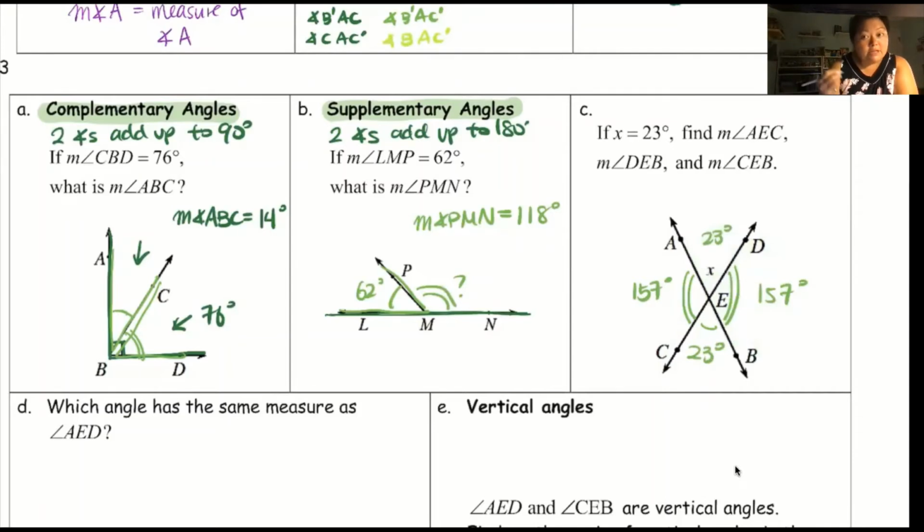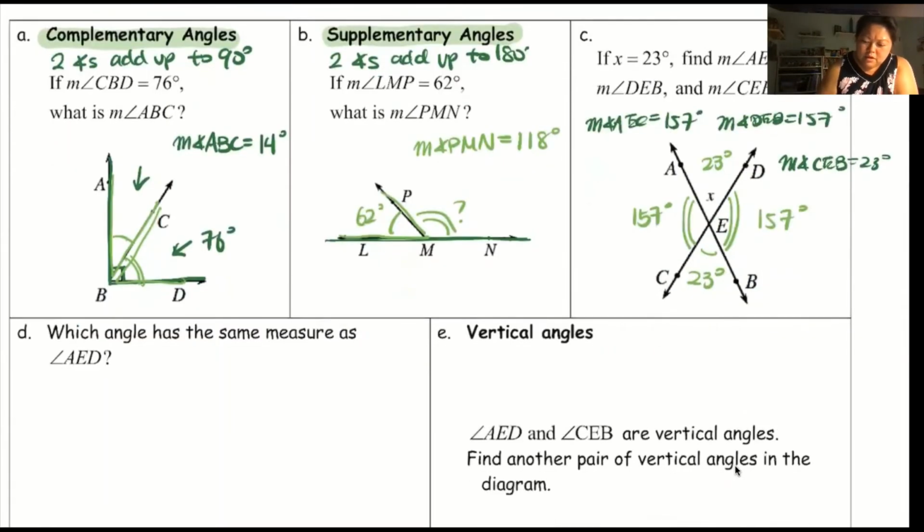I just need to make sure I write it out to answer my question. The question says measure of angle AEC, that was 157. Measure of angle DEB, that was 157. Measure of angle CEB, that was 23 degrees. So which angle has the same measure as angle AED? Which angle had the same measure as my 23? If I look at my answer there, I would say angle CEB has the same measure. It was also 23 degrees, right?